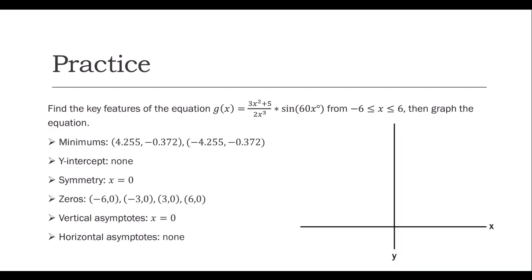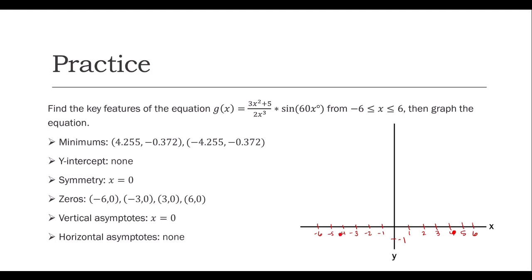So now we'll go ahead and draw that graph. So we have minimums around negative 4 and positive 4. So we'll do, we'll go negative 1, negative 2, negative 3, negative 5, negative 6, and positive 1, 2, 3, 4, 5, 6. Our minimums are at negative 0.372, so we only need to go down to negative 1. So we'll have a minimum at 4.255, negative 0.372, so around here. We'll also have one at negative 4.255, negative 0.372.